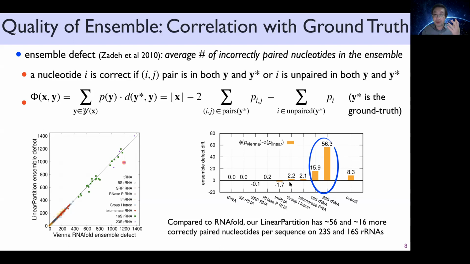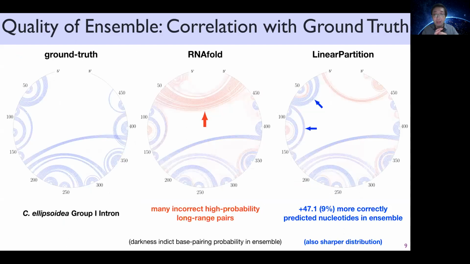So on average, 16S and 23S, the longest families, have way more correctly paired nucleotides, especially 23S, which has 56 more correctly paired nucleotides. And overall, averaged across all families, you have 8 more correctly paired nucleotides than the baseline. And if we look at the pairs, this is the ground truth.